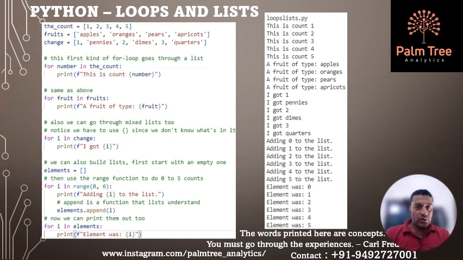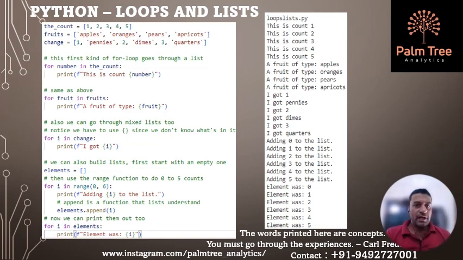Further, if we go here, elements is equal to an empty list. Then we can add to the empty list by going through a range. See, for i in range 0 to 6, we are adding i to the list, so that whatever the i is, it is taken.